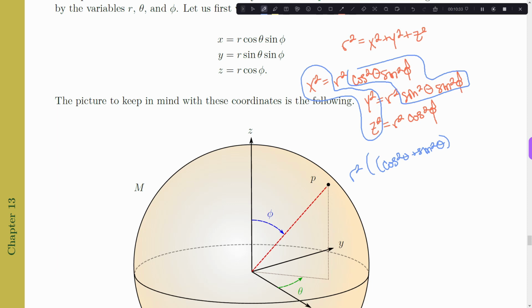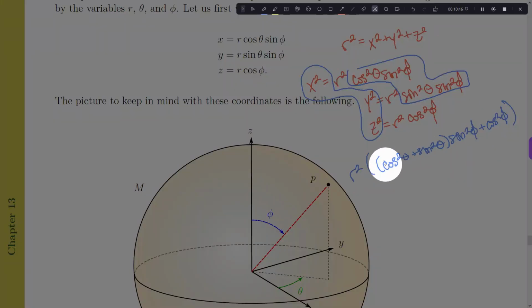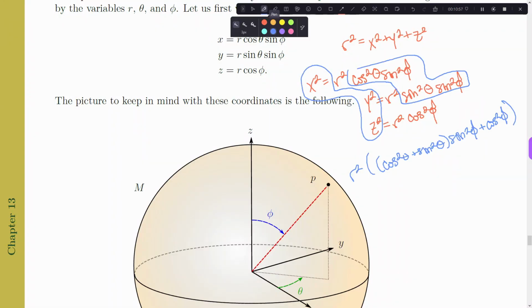Times sine squared phi. And then I'm going to add cosine squared phi. And if I work in steps, I can use the Pythagorean identity on cosine squared plus sine squared there and receive 1. But all of a sudden that means I have a 1 in front of sine squared plus cosine squared, and I use the Pythagorean identity again, and I recover r squared. So this does work if I add x squared, y squared, and z squared together.